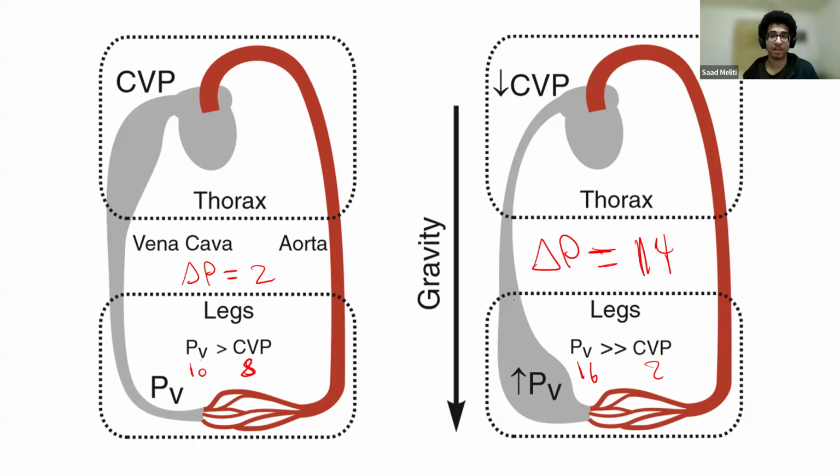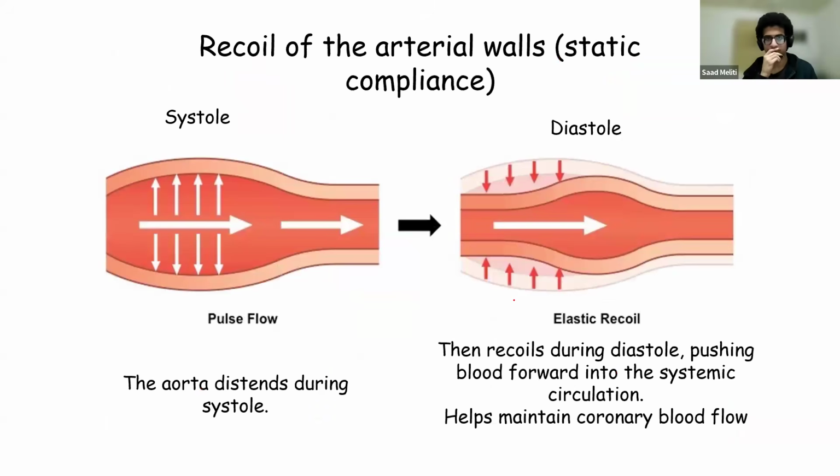So the heart pumps less blood, and it starts pumping less blood to the brain, for example. And you have stuff like fainting. Okay. So that's just important to know.